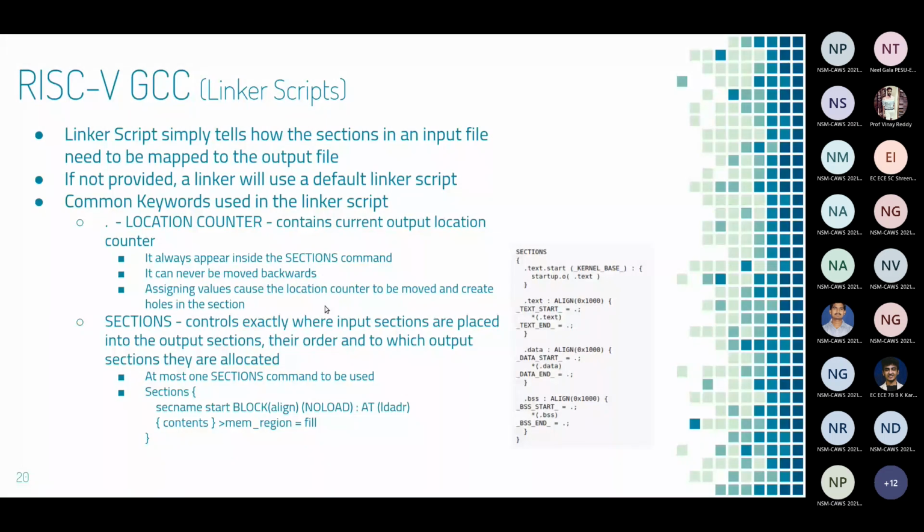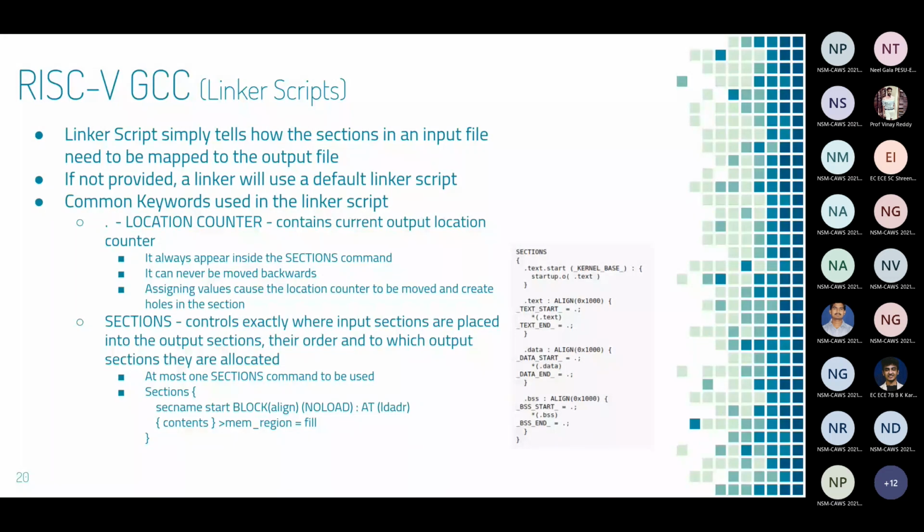It is like a PC, but in some sense that PC is for hardware, and it can move backwards and forwards. But over here, the location counter can never move backwards. And when you assign values, it causes the location counter to move forward. So let's say in my SECTIONS, I specify dot equals 0x80 million or something like that. Then the location counter is moved to 80 million, and anything from there on in the SECTIONS command.